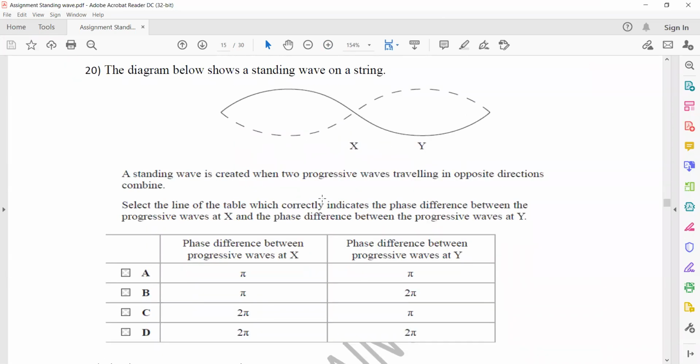Question 20, the diagram below shows a standing wave on a string. You have point x. What is point x representing? Point x is representing a node, and point y is representing an antinode.